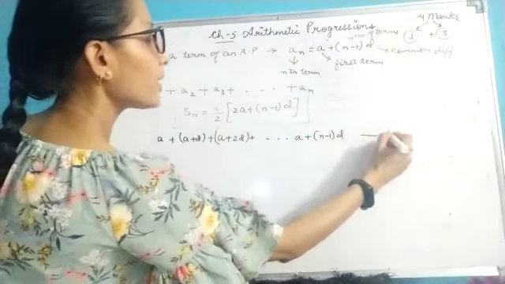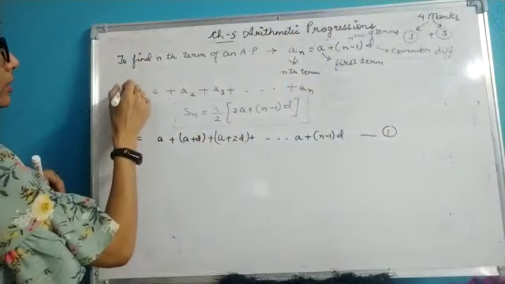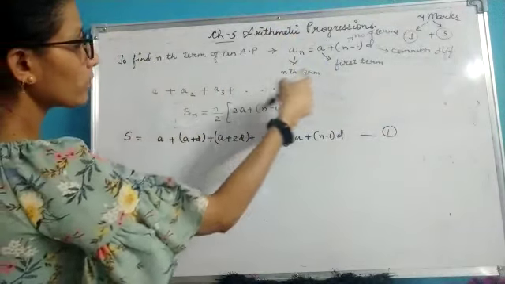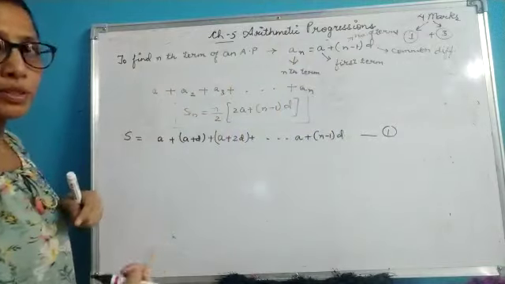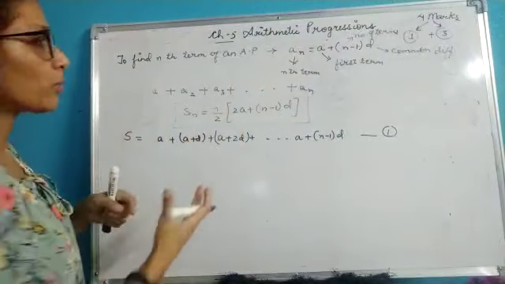So this is my one equation. Say this is your sum of the series. This is your actual list of numbers, and this is your arithmetic progression, and I want to find out the sum of this series.